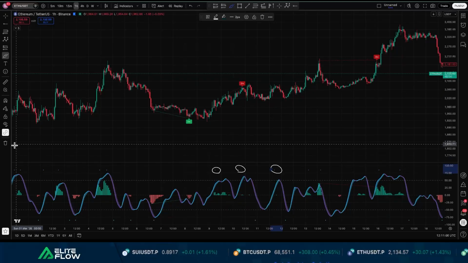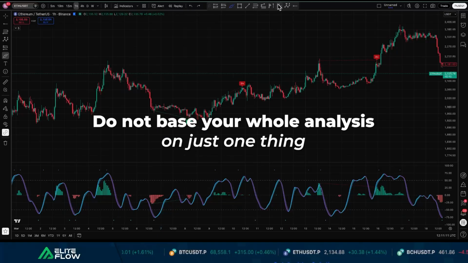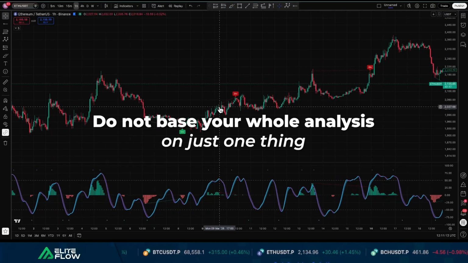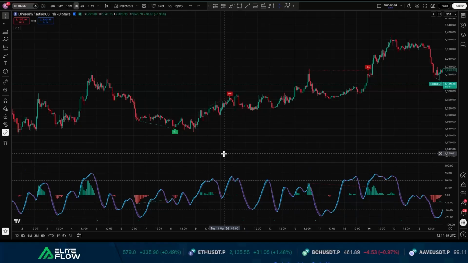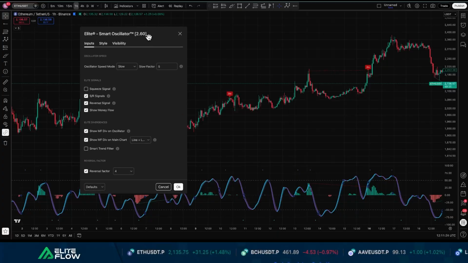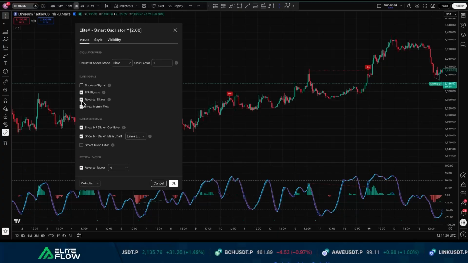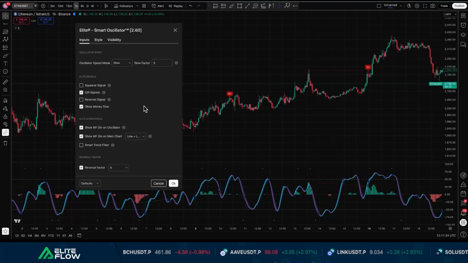Once again, I cannot stress enough: do not just base your whole analysis on this is saying divergence, I'm just going to short. No, don't. Please don't, because you're going to lose a lot of money. Double click. You can get rid of these little dots, and they are the reversal signals. You'll get rid of them if it loads. Right, at some point it's gonna load.